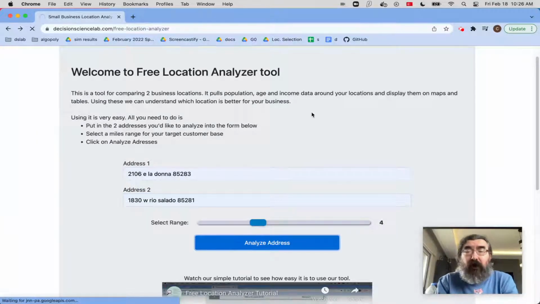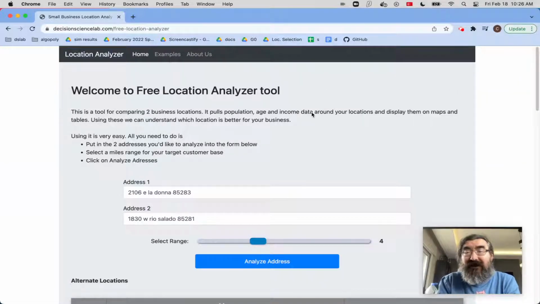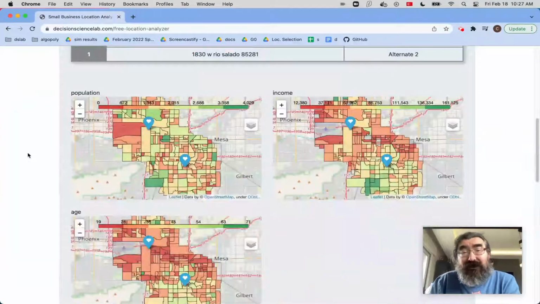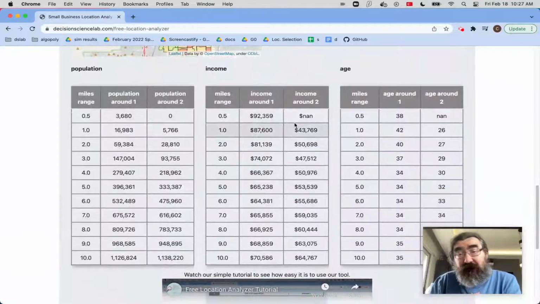it's going to pull all the census data. It's going to pull population, income, and age of people who are living around these areas. And what it's going to output is a list of locations. So our alternative one is the Southeast Tempe location. So alternative one is this, and then we have alternative two, which is this one, right? It's closer to the north side, closer to downtown Tempe, right? And then it's going to give you three maps, population, income, and age, and then it's going to give you some tabular results.